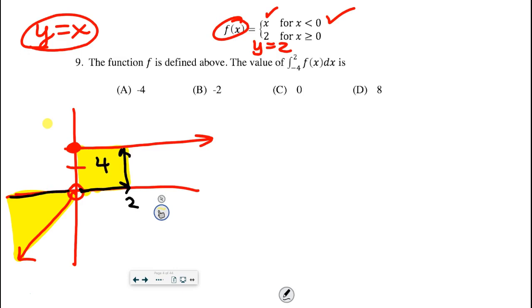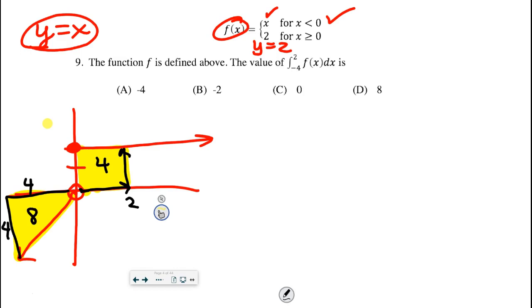And this one's a triangle. So I would just do 1/2 of its base length, which would be 4, times its height, right? So what's its height down here? What's its height? You should know. 4, right? Because it's -4, -4.